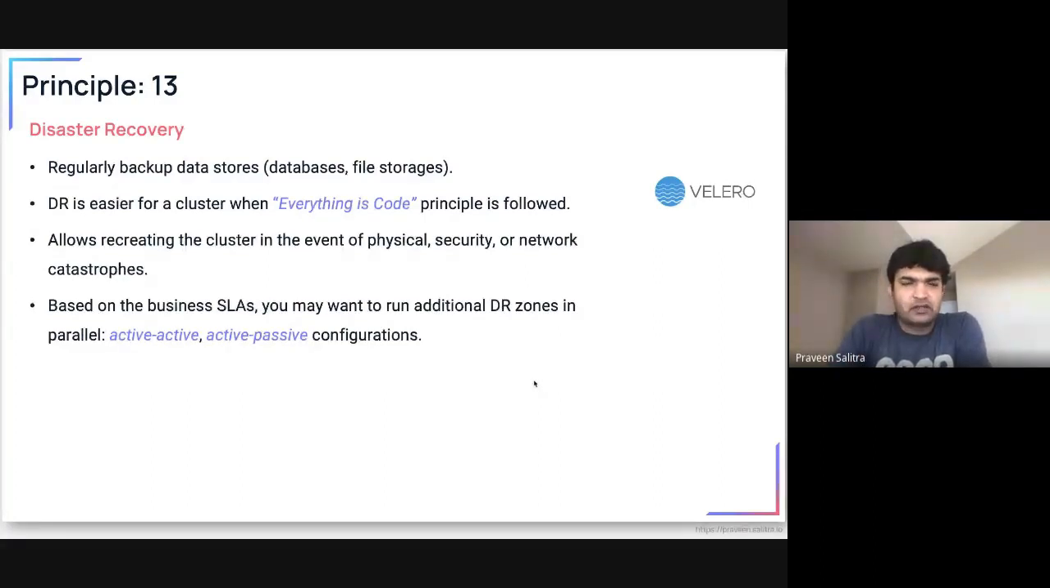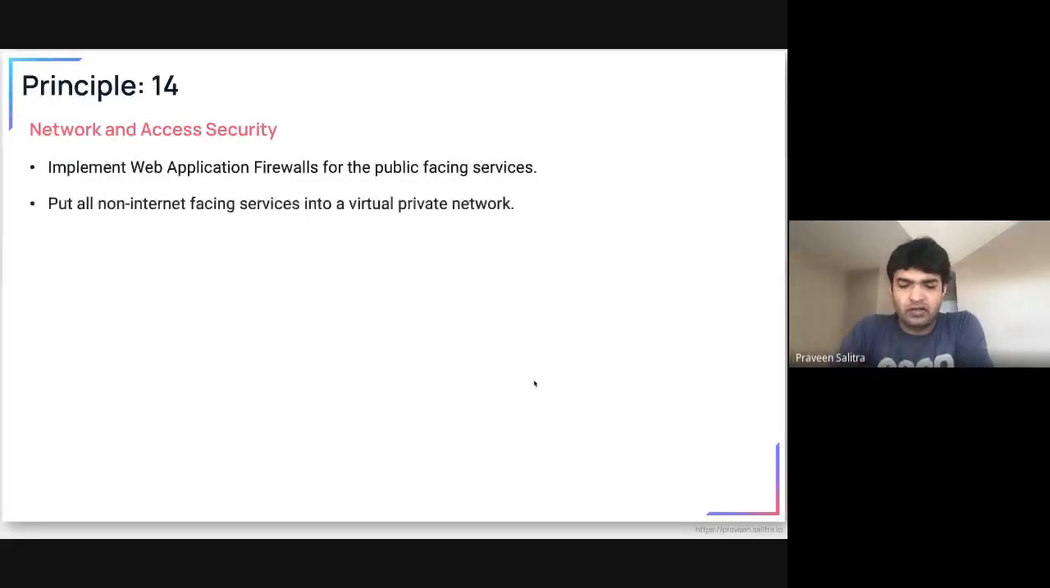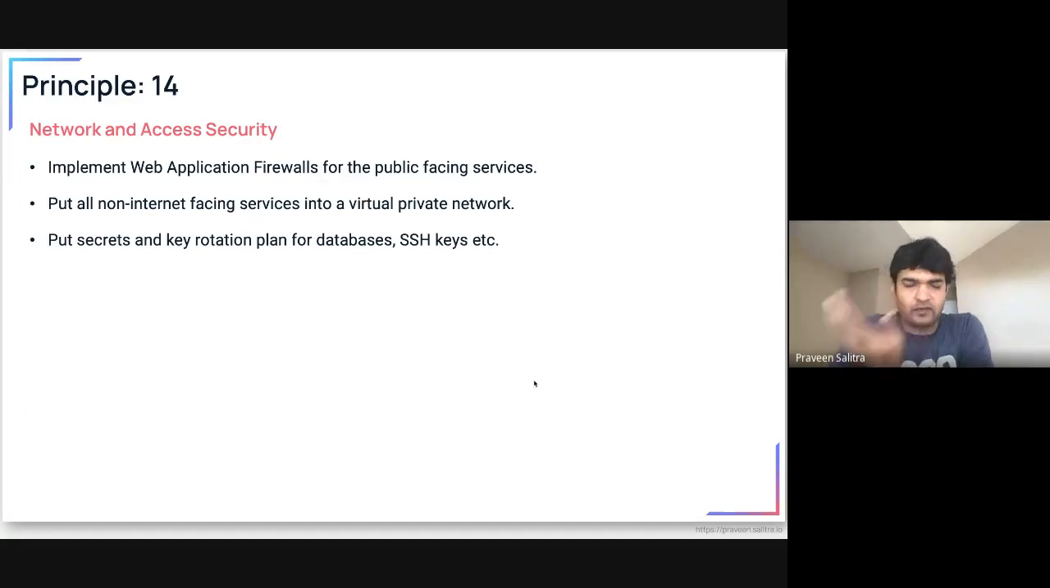Network and access security. Read something called the OWASP Top 10 vulnerabilities. That's something very important a developer should know. If you are working with web applications, look into firewalls. They're pretty easy to configure these days if you are thinking from a cloud provider's mindset. Put all the non-internet-facing services into VPCs, or virtual private networks. Of course, to have this, you need a good understanding of cloud networking. Maybe some other session, some other day, I will do cloud networking 101.